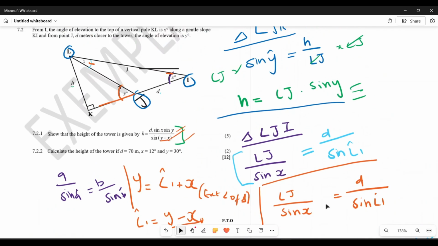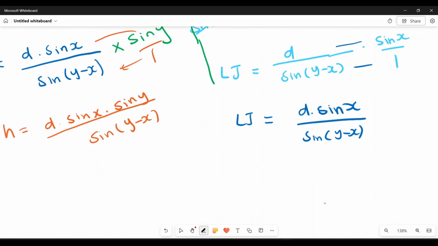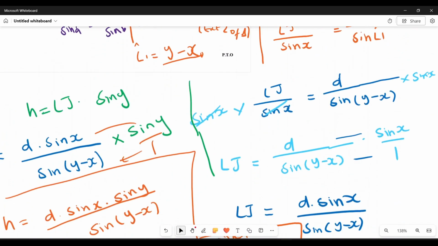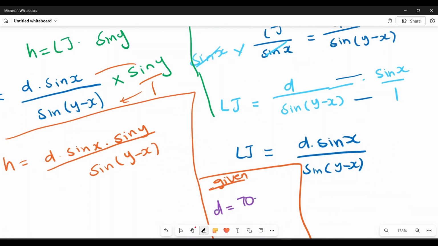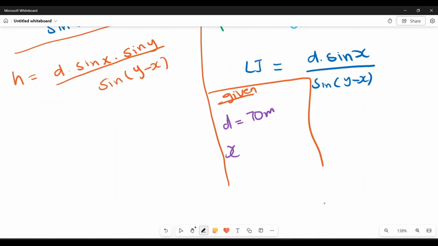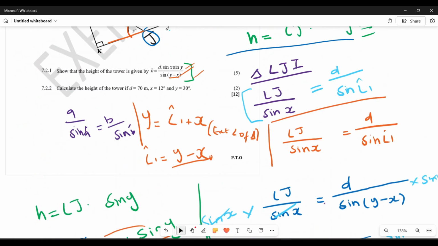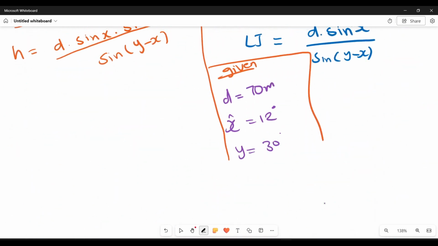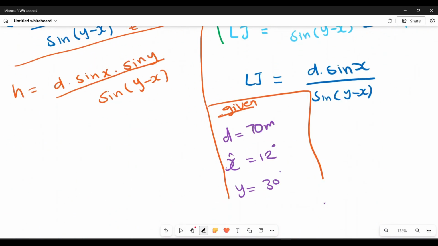Now, let's move on to the next question, 7.2.2. They say calculate the height of the tower if D, now they're giving us the value of D, is 70 meters. So now this is the formula for our height. Now, the given information, I'm going to write it here. They gave us the length of D as 70 meters. What else did they give us? They gave us angle X, which is equal to 12, and they also gave us angle Y, which is equal to 30. And the question is requiring us to calculate the height.